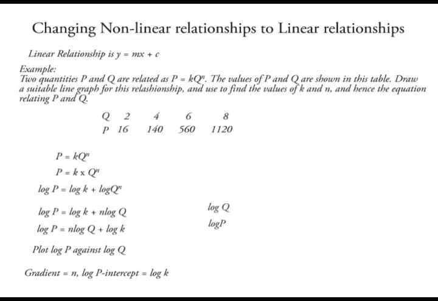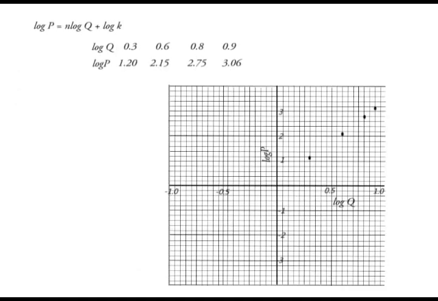So we get another table for logs. If we plot them, the points do not appear to be on a straight line, and so we get the line of best fit. The intercept is at 0.3, and this is equal to log k. So log k is equal to 0.3.